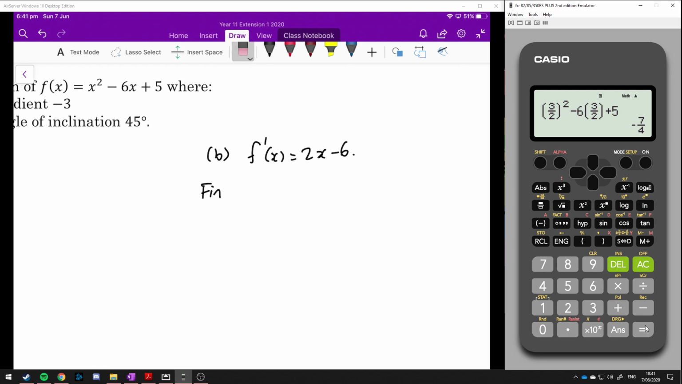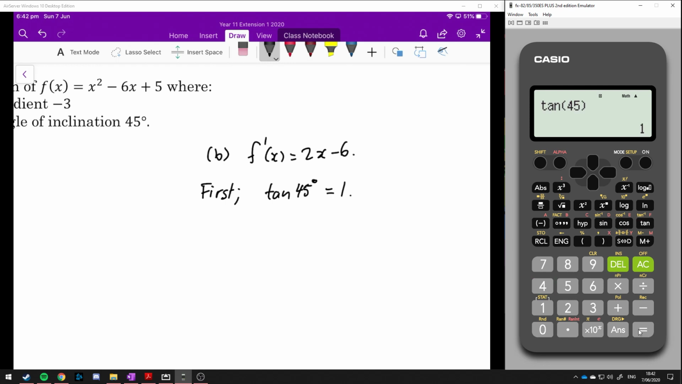We're looking for when it is at 45 degrees. So first, what we're going to do is write tan of 45 degrees. We need to work out, what is the gradient when the line has an angle of inclination of 45 degrees? So we're going to go tan 45, and if you know your exact values, you should know that that is equal to 1.